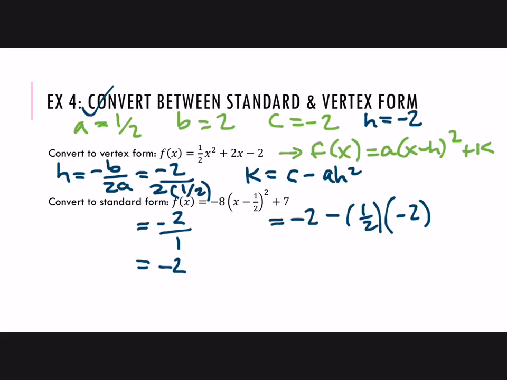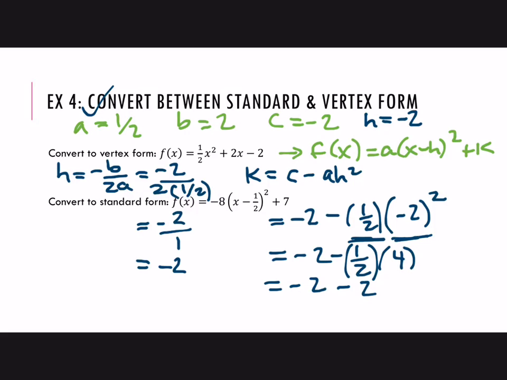Now make sure you write it like this with the parentheses around h and the parentheses around a. It's only the h that's being squared, not the a. If it had been the a, then I would have seen parentheses around both a and h. So now when I simplify this using order of operations, I'll do the exponent first, and that applies to only the negative 2. So negative 2 times negative 2 is positive 4. And then 1/2 times 4 is 2. Negative 2 minus 2 is negative 4. So k is negative 4.